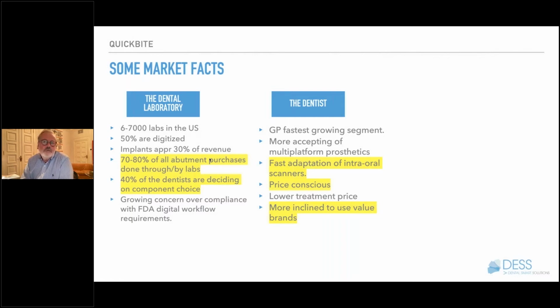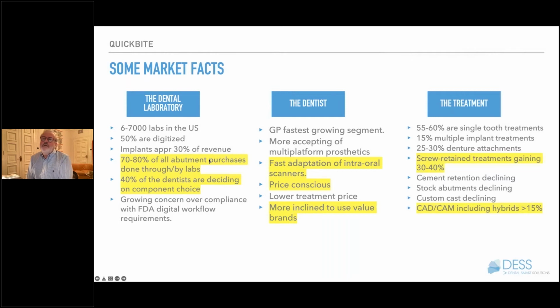I would say also that the GP segment is a little bit more price conscious and normally offers a lower treatment price than the specialists. And they are also more inclined to use what we would today call value brands, so the other implant systems that have a different price point than the premium ones.